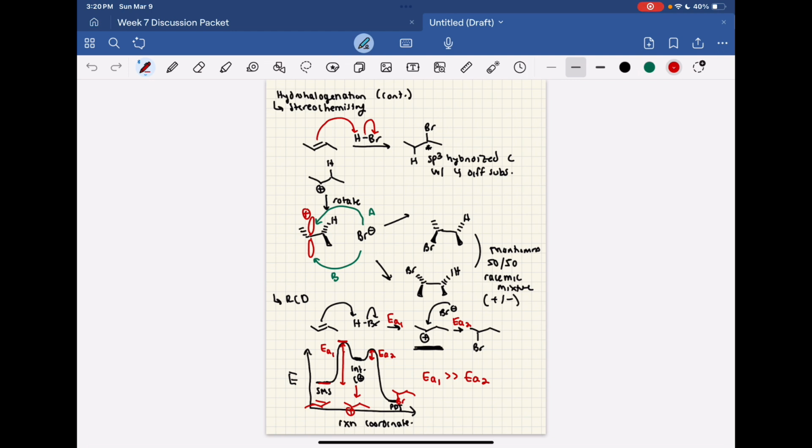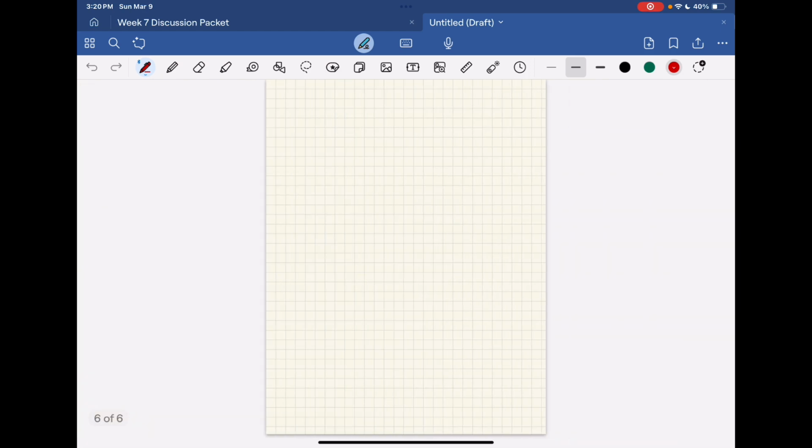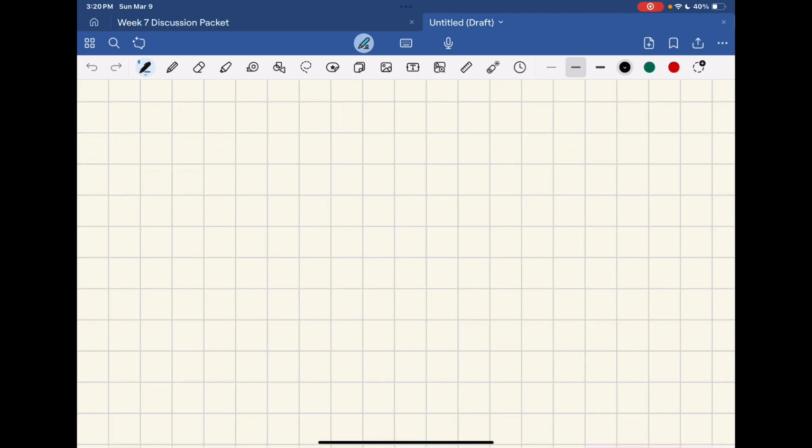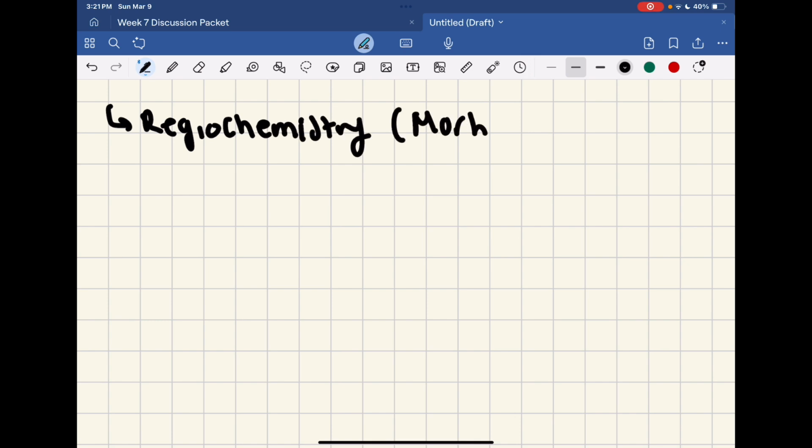Okay, so we just basically touched on this idea of stereochemistry, this idea of a rate of a reaction or the kinetics of a reaction with an energy level diagram. And finally, I want to just talk about this idea of regioselectivity and Markovnikov's rule with hydrohalogenation. So again, another piece of this is regiochemistry. More specifically, Markovnikov's rule.